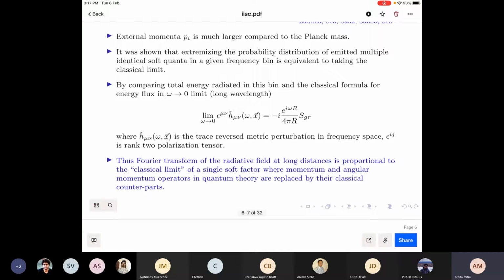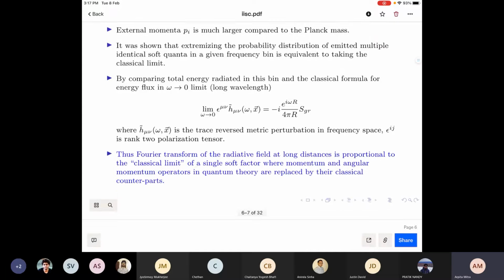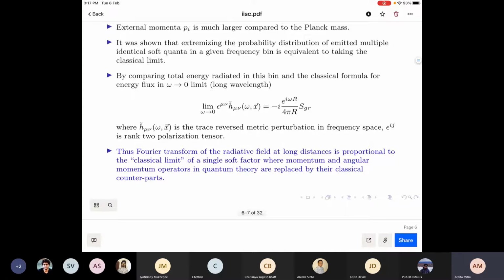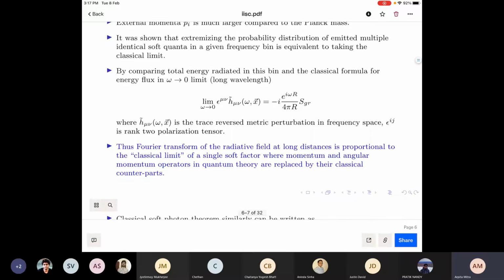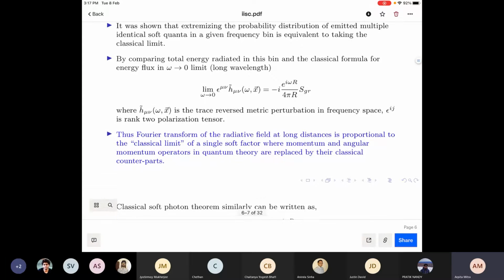and compared that energy with the classical formula for the energy flux in the long wavelength limit. Then that can be equivalently said to be the statement of the classical soft theorem, where if we contract the polarization tensor epsilon mu nu with the metric perturbation, or the Fourier component of the metric perturbation, then you will get a soft factor up to a phase. The phase is like e to the power i omega r by 4 pi r.